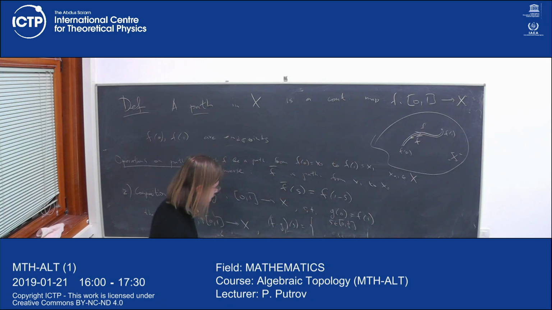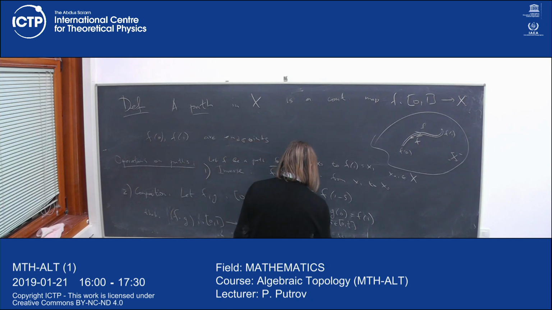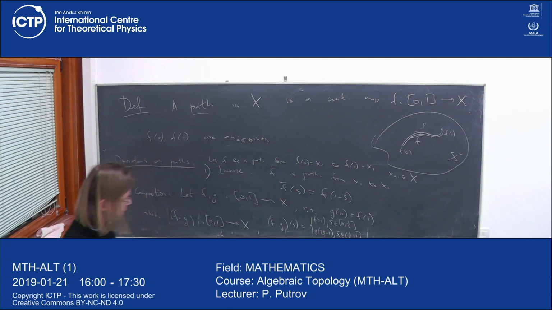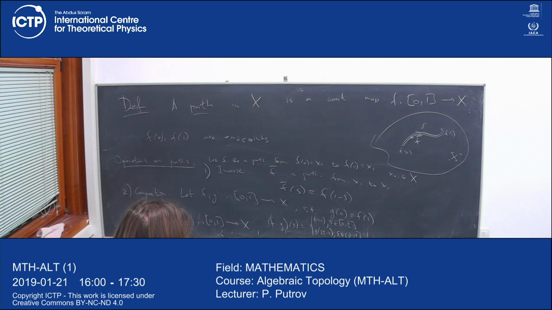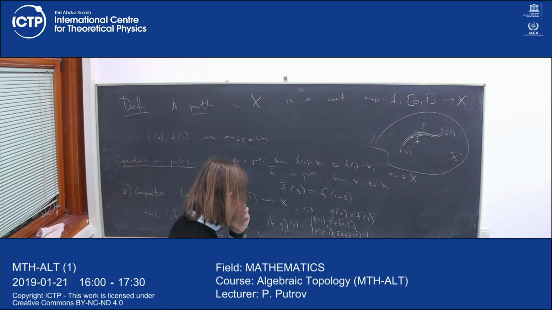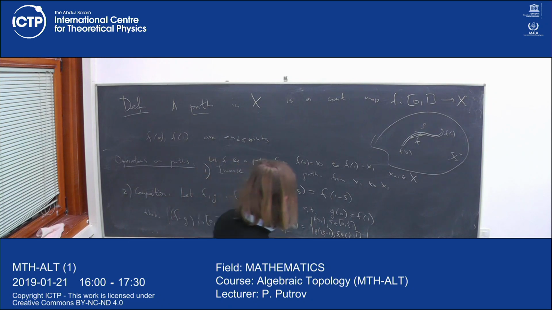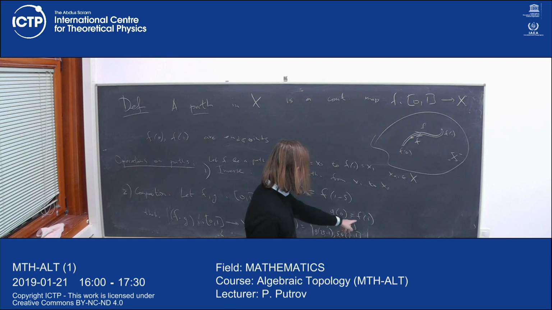So when I change S from 0 to 1/2, I take F to S, and when S goes from 1/2 to 1, I take G to S minus 1. I think the condition doesn't meet because we want the endpoint of G to be the starting point of F.